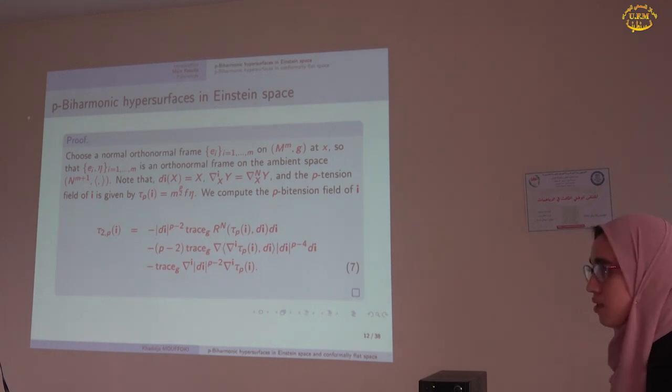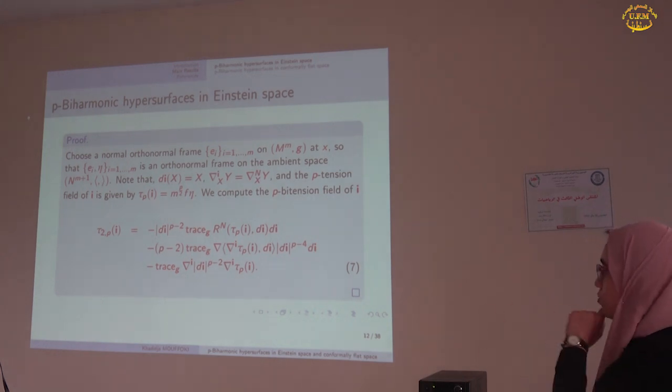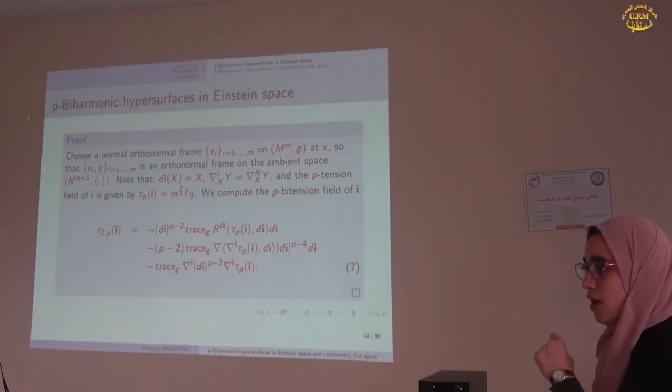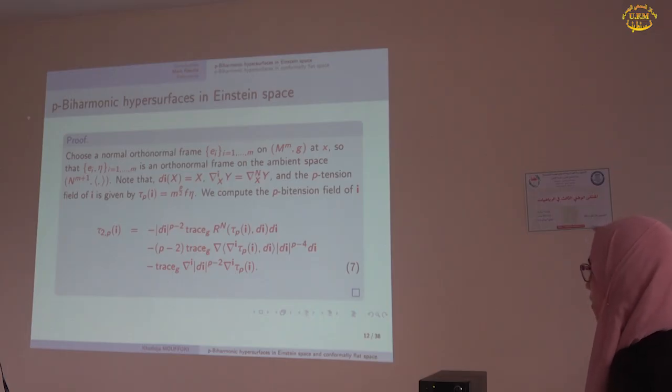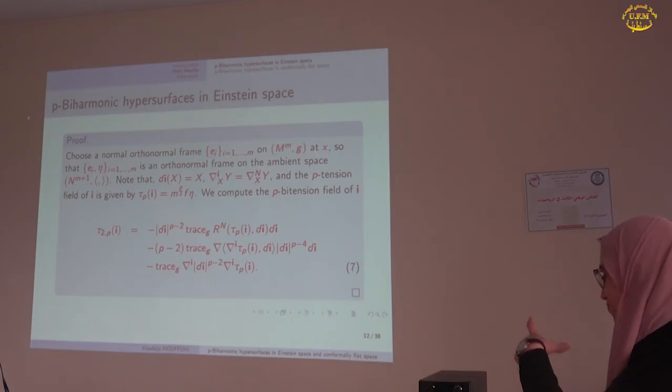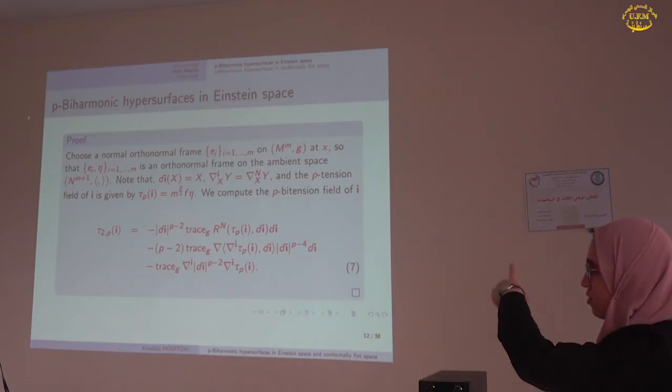To prove this theorem, we have to calculate the P-bitension of i, the canonical inclusion. After the calculation, we find the system.